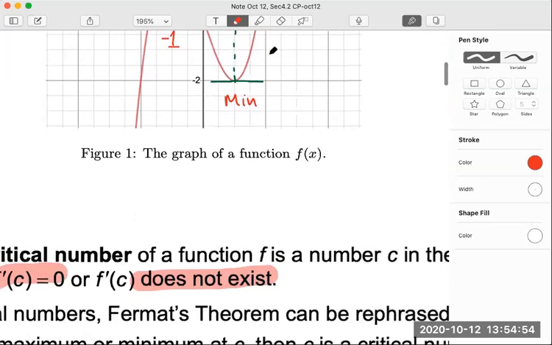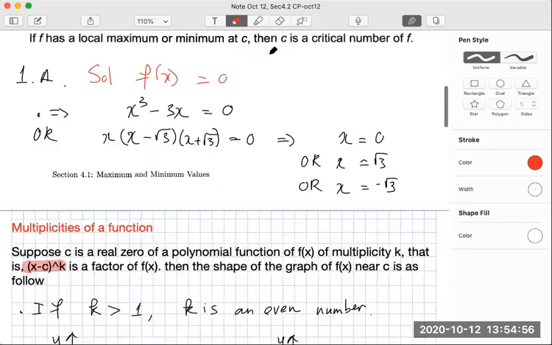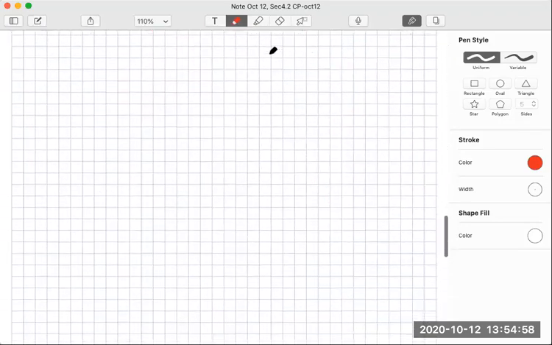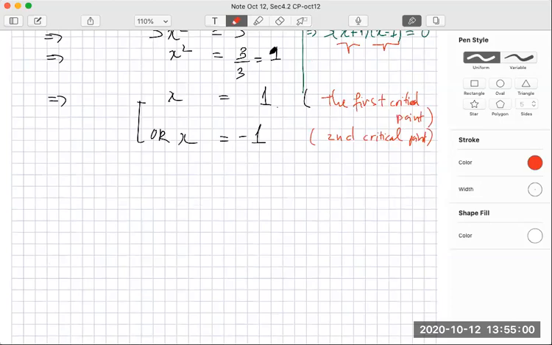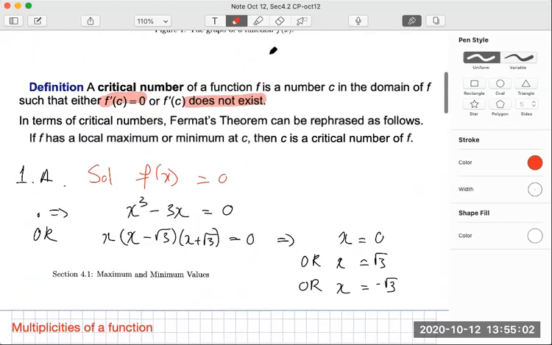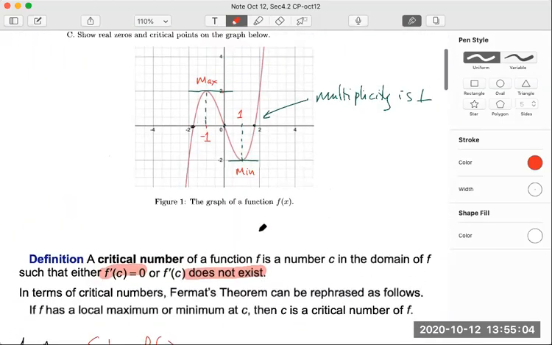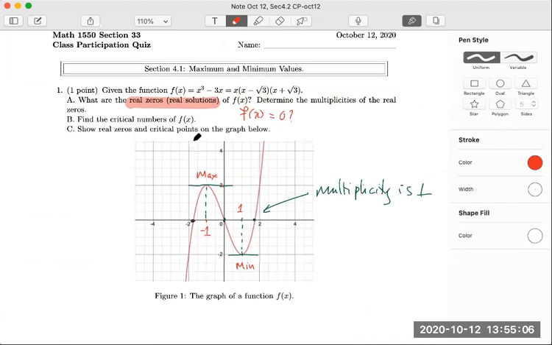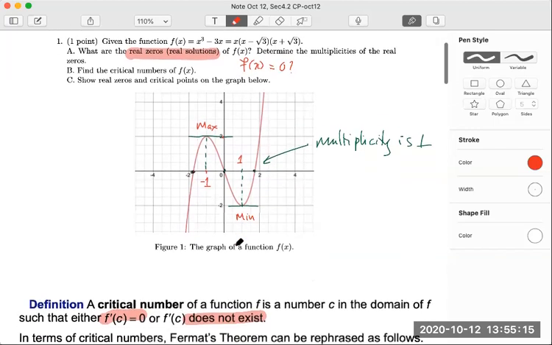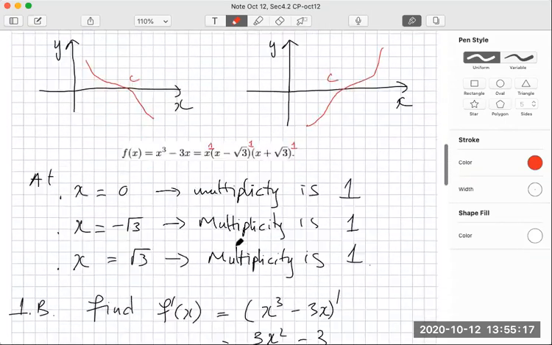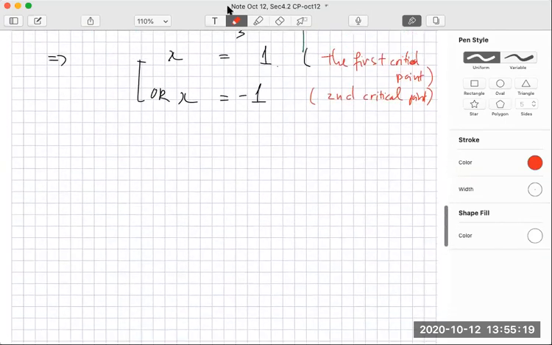So today we will study one more thing. What is question C? Okay, show all the zeros on the graph. We have already done that, right? Very good. So let us continue with section 4.2.